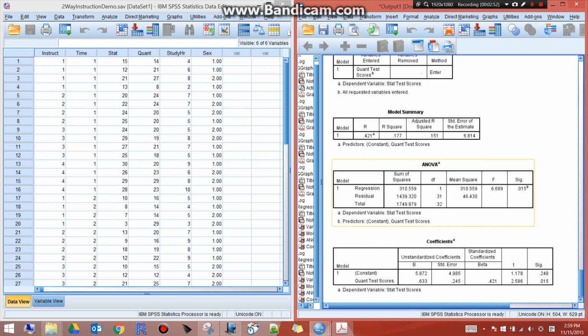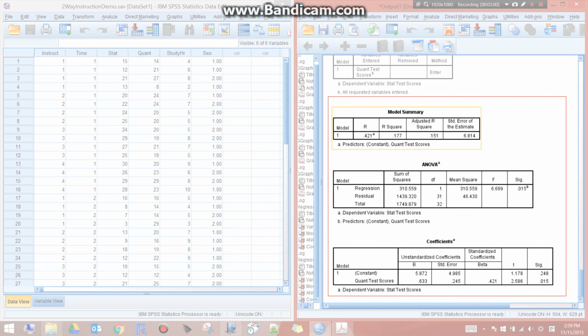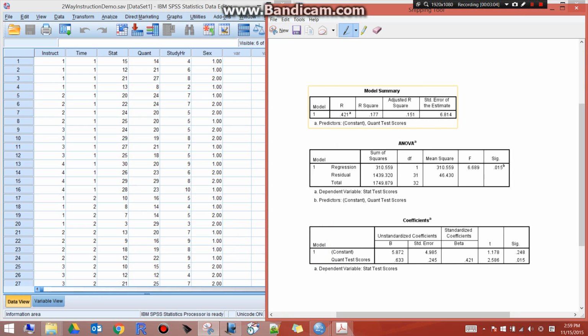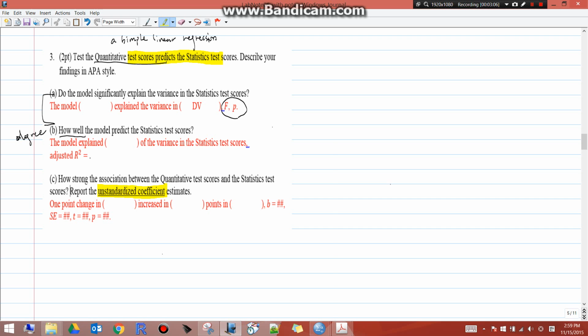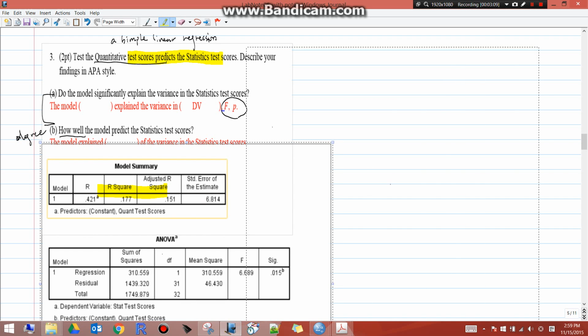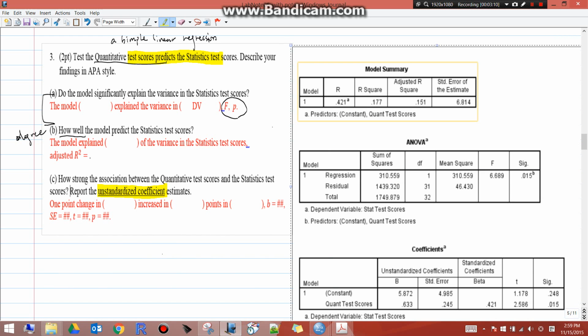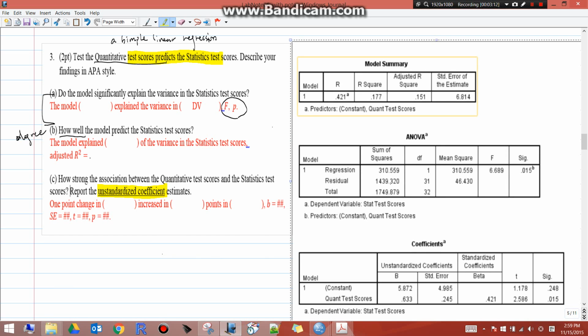Then you will get 4 tables. Among them, these three are the most important tables that we need to look at. So I'm going to copy that. Let's paste it here. Let's talk from here. So first, let's look at the first question. Does the model significantly explain the variance or not?